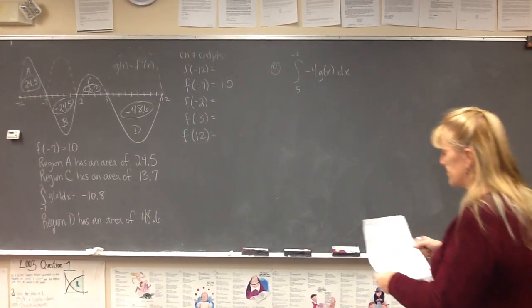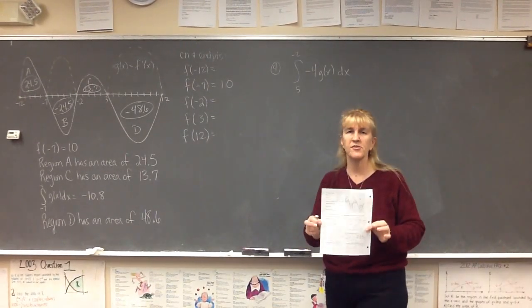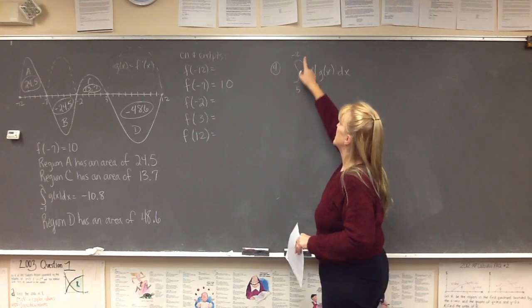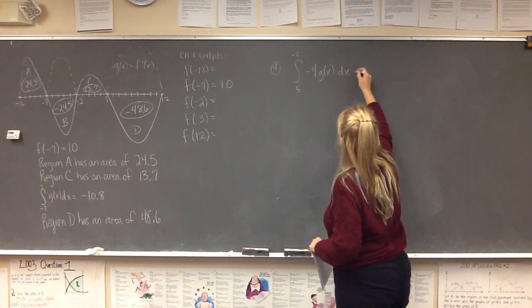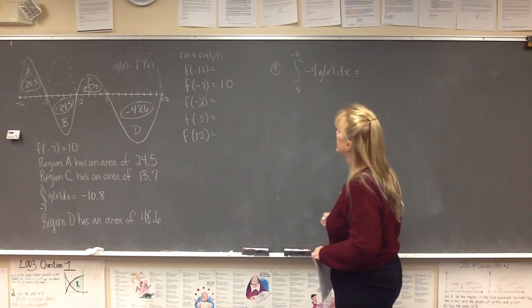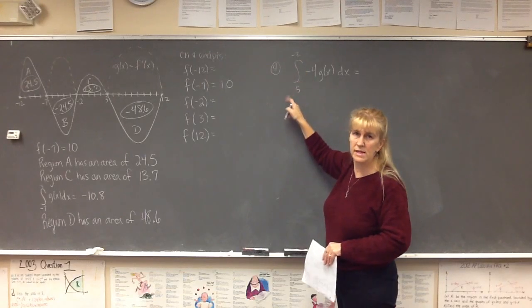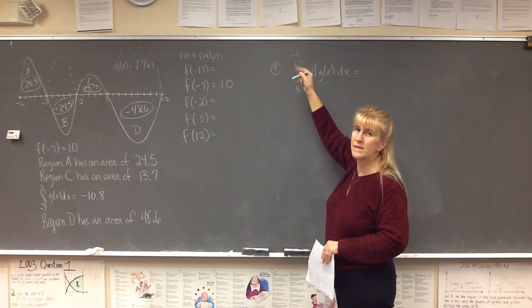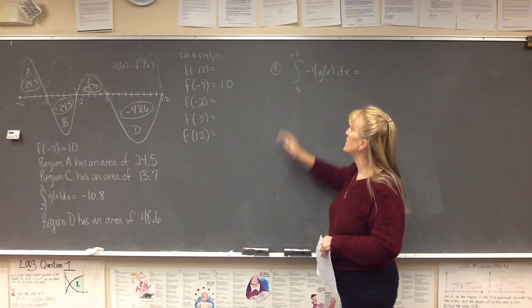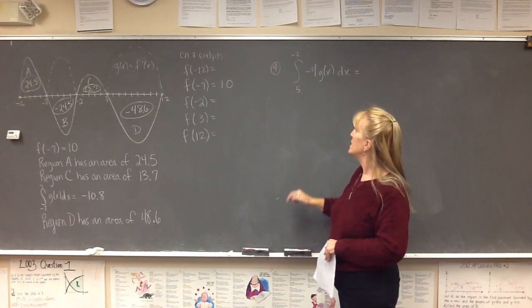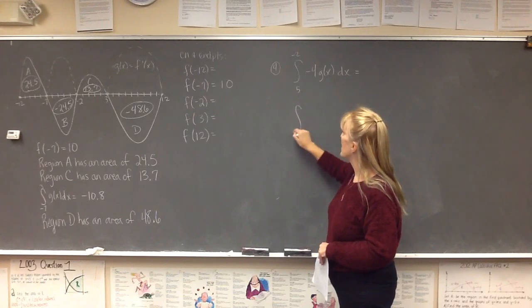We're going to continue with question number 4 on your accumulation practice. Question 4 reads: the integral from 5 to negative 2 of negative 4 g of x dx is equal to what? First thing I notice is that my lower limit seems to be higher than my upper limit, which is backwards. I really want my lower limit and my upper limit to read from left to right on my graph. So this definitely needs to be turned around.